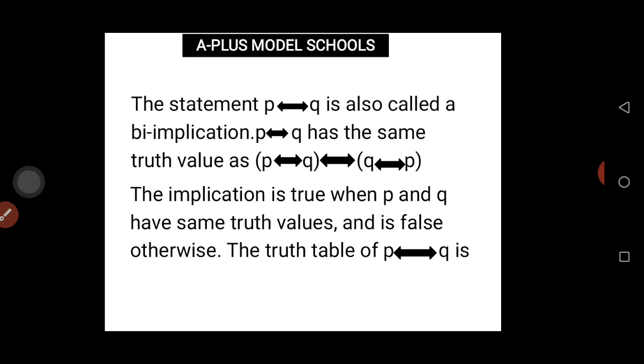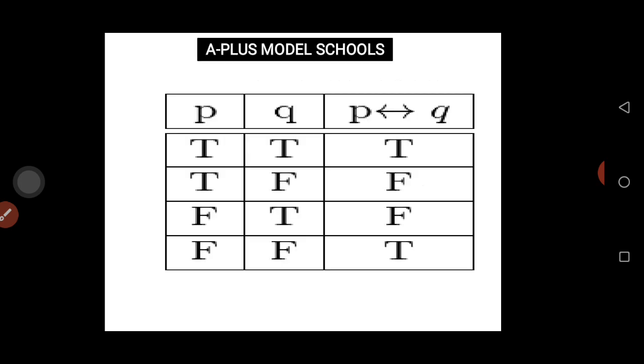The implication is true when P and Q have the same truth values. So it means when P and Q have the same truth values, then the implication is true, and it is false if they do not have the same value. So the truth table of P and Q will be: when P is true, Q is also true, P if and only if Q is true, because both P and Q have the same value.